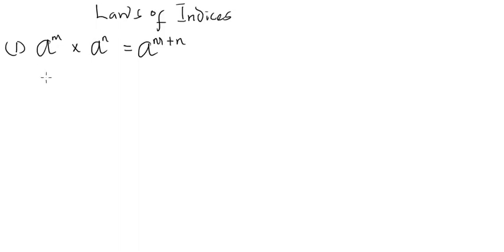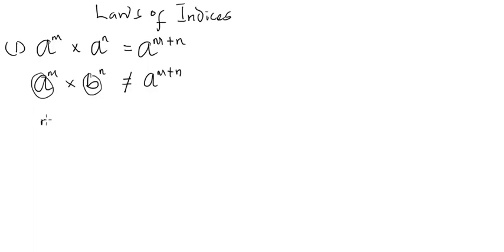If I have a raised to the power m multiplied by b raised to the power n, I cannot do this. I cannot say this is equal to a raised to the power m plus n, because this is b and this is a. They are not the same. So the only time you can add their powers is when the bases are the same. Let's look at one or two examples of this.